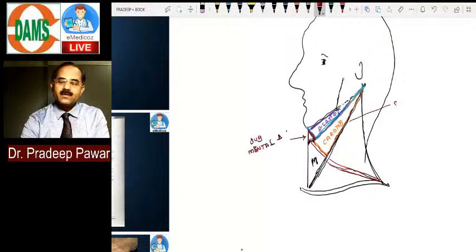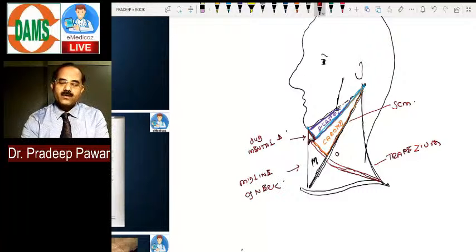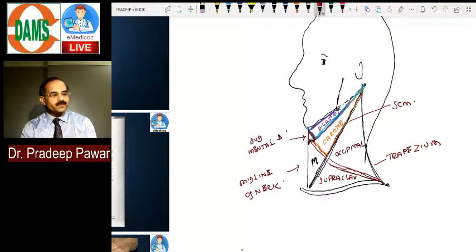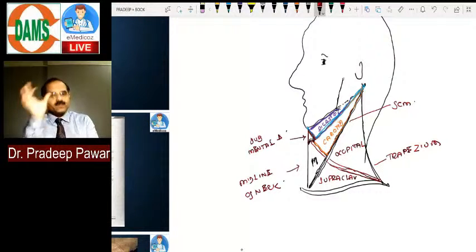These labelings are clear. This is sternocleidomastoid. This is the trapezius. This is the midline of the neck. So this is the occipital triangle, and this is the supraclavicular. So you got an outline about the triangles of the neck. Okay, so just see the slide.